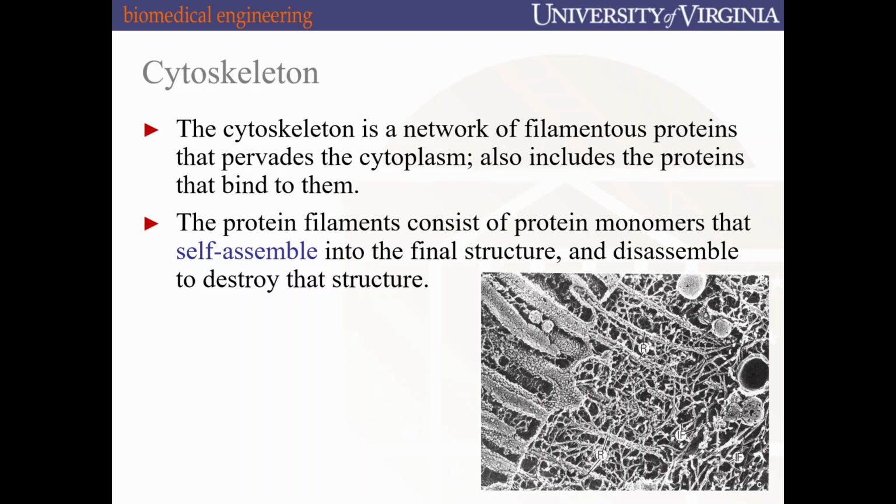So let's talk about the cytoskeleton and how it works. I'll start out with a basic description. The cytoskeleton is a network of filamentous proteins that pervades the cytoplasm. It also includes the proteins that bind to these filaments, kind of like how chromatin includes DNA and all of its associated proteins. The protein filaments that make up the cytoskeleton are made of protein monomers that can self-assemble into the final structure, and disassemble to destroy the structure as well.